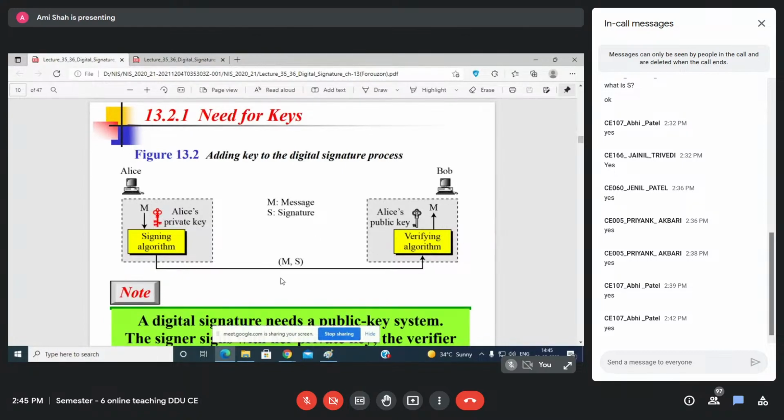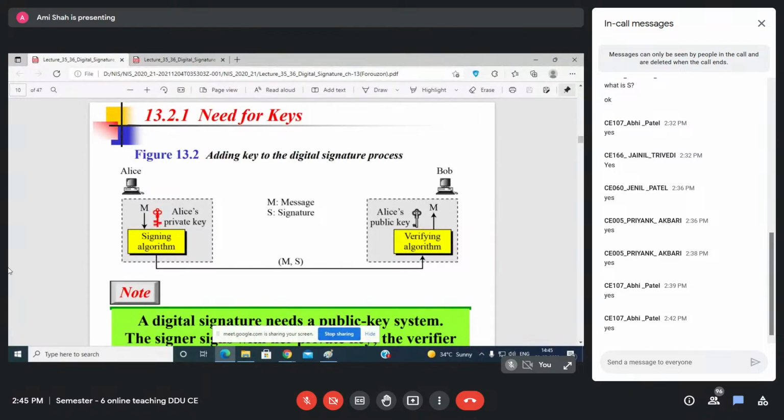Here, see what Bob will check. Here is the message, and then here is the signature. By using the verifying algorithm, it checks whether the result means you are getting the same message or not. If the result is true, then I can say that the message is accepted.